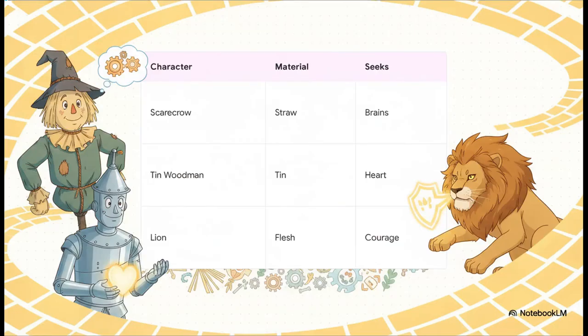Now, what's really interesting about this is the structured repetition of their perceived deficits. These aren't mighty warriors. We have the Scarecrow, made of straw, desperately seeking a brain. We have the Tin Woodman, made of metal, longing for a heart. And we have the Cowardly Lion, a creature of flesh and bone who is completely paralyzed by fear and seeks courage. Each is defined by their material, and each is totally convinced they're fundamentally missing a crucial internal trait.